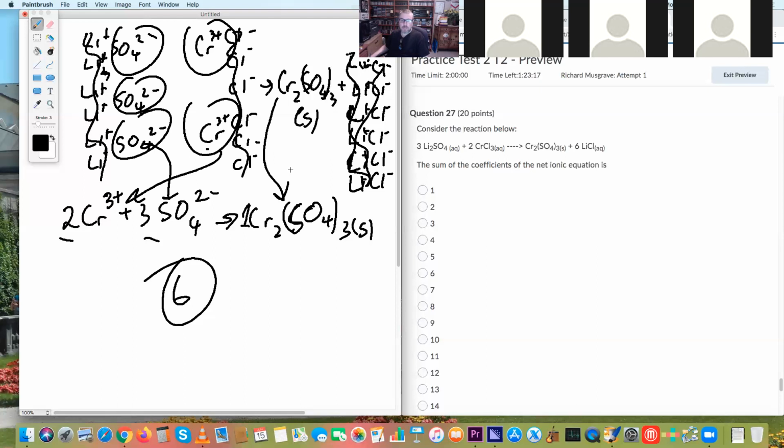Okay. 6 LiCl and 3 Li2SO4, 3 times 2 is 6. That's right. You can see, but you can count them here too. Look at them. 1, 2, 3, 4, 5, 6. If we draw this out 3 times, 3 Li2SO4s, we end up with 6 Lis in total. Likewise here, 2 CrCl3s will give you 6 Cl minuses in total.